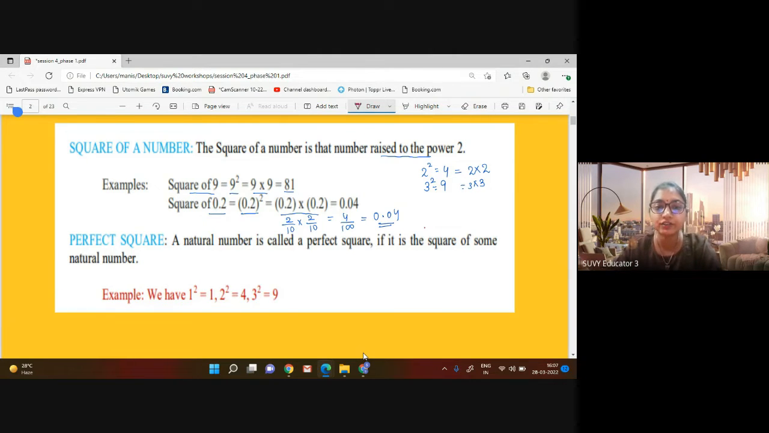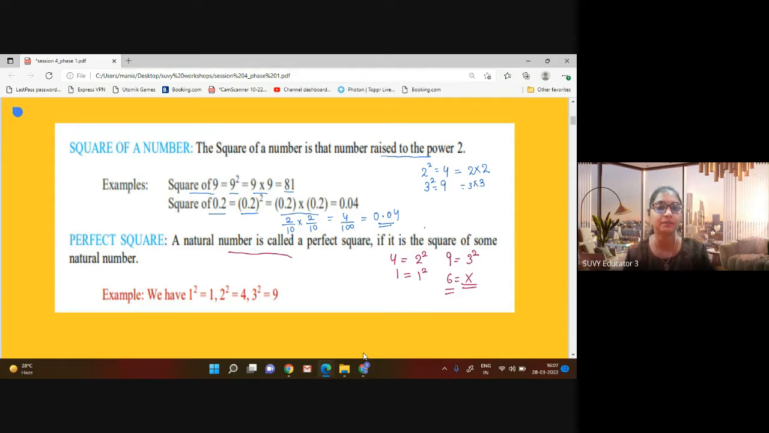Again, a natural number is called a perfect square if it's the square of some natural number. Suppose you have 4. So 4 can be rewritten as 2 raised to power 2. You have 1, which can be written as 1 raised to power 2, and 9, which is written as 3 raised to power 2. If you have the number 6, 6 cannot be written as the square of a natural number. So when a natural number is the square of another natural number, it is a perfect square. Otherwise, when it's not the square of any number, it is not a perfect square.